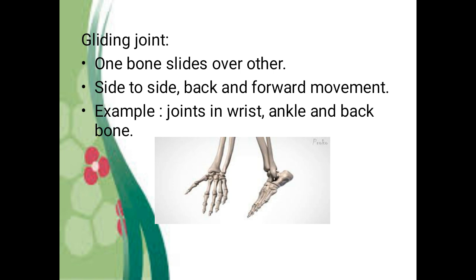Then the gliding joint, where one bone slides over the other. It is mostly seen in the wrist and ankle since it has two bones. In order to move side by side or front and back, these two bones slide over each other. So this type of joint is called a gliding joint, and it is seen in the wrist, ankle and backbone.